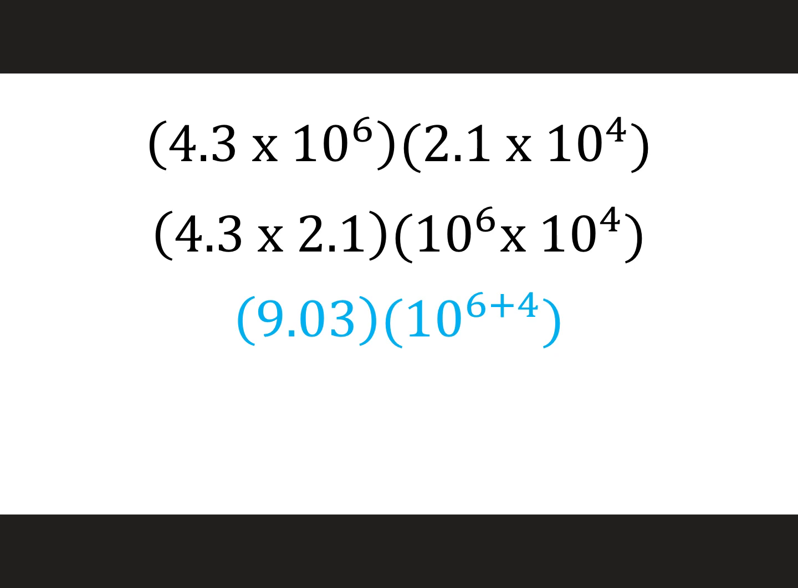And then if you remember with the exponent rules, if we have the same bases and we're multiplying, all we do is add the exponents. So we just add 6 plus 4. So here's the final answer: 9.03 times 10 to the 10th.